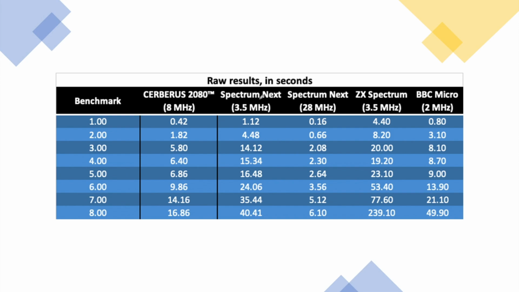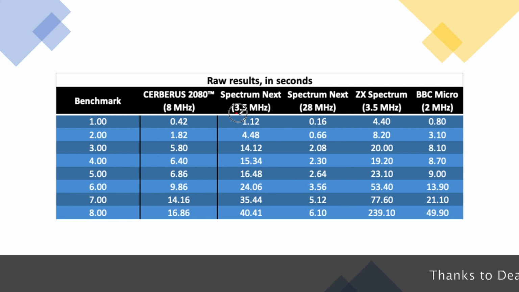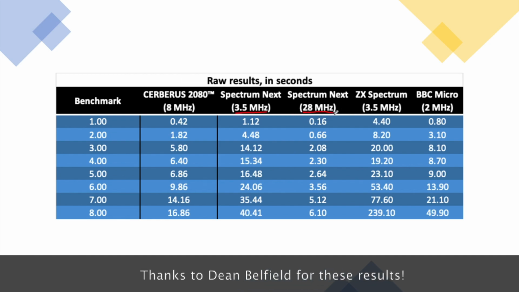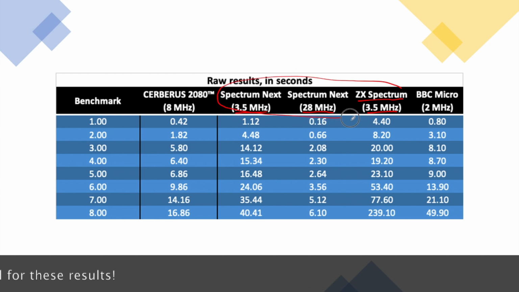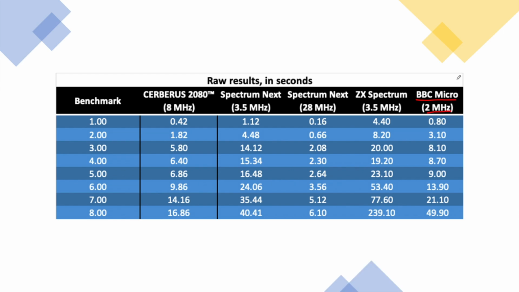And then we compare it with 3 other machines, the Spectrum Next running at 3.5 megahertz, the same Spectrum Next running at 28 megahertz, then the classical ZX Spectrum running at 3.5 megahertz. These 3 machines here are Z80 machines. And then we also compare to the BBC Micro, which was a 6502 machine running at 2 megahertz. But it's relevant to compare because that's the machine that the interpreter was initially written for. The BBC Basic Interpreter was written for the BBC Micro.